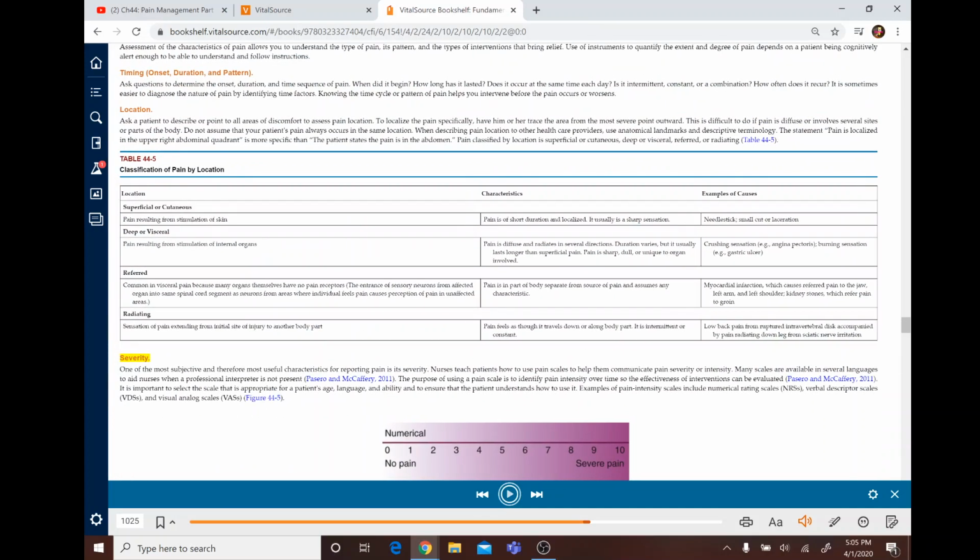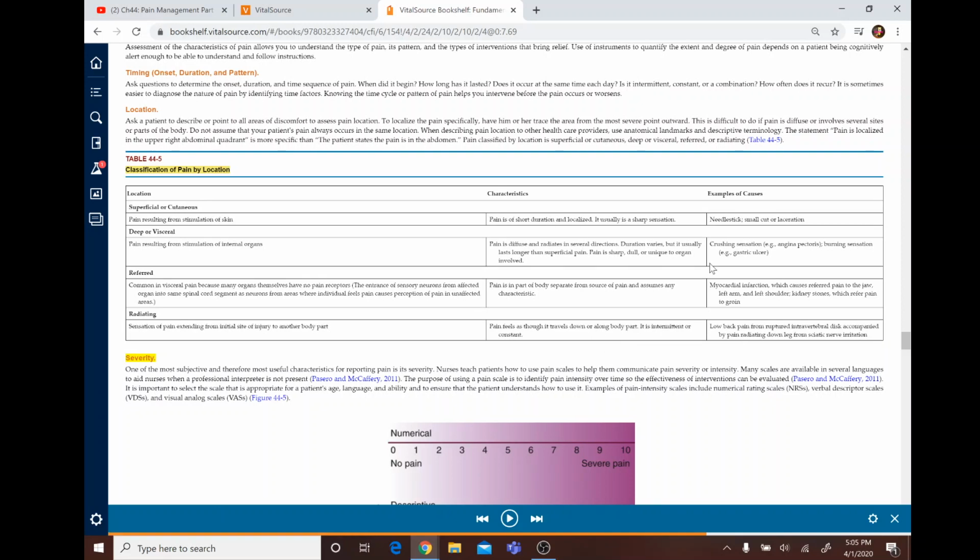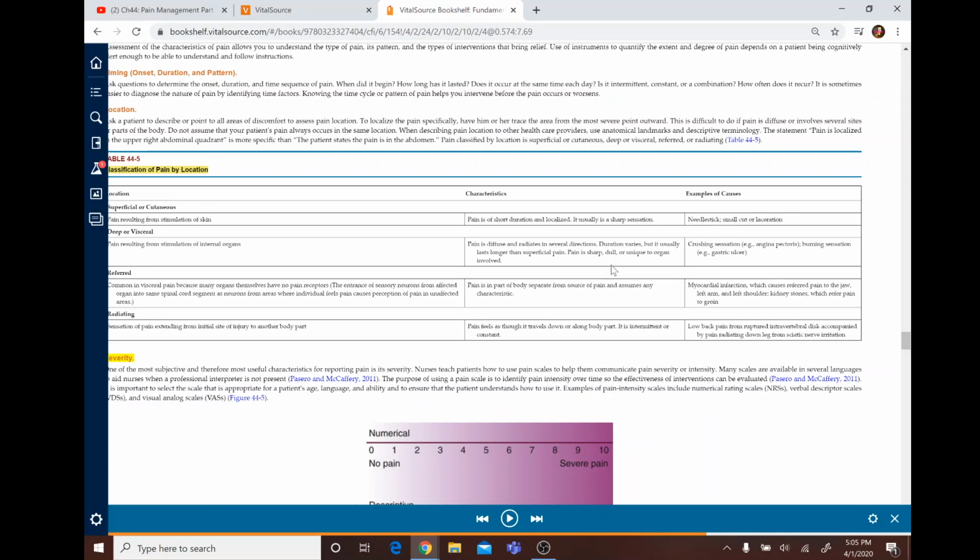Okay, I think this is important: the classification of pain by location. So, superficial, cutaneous. Obviously, it's going to be in the skin. Short duration, localized, it's kind of sharp, like a small cut, laceration, or needle stick. But deep or visceral, it's going to affect the organs. The pain is affecting the internal organs. It's diffuse, and it could radiate in several directions. It lasts however long, usually longer than superficial.